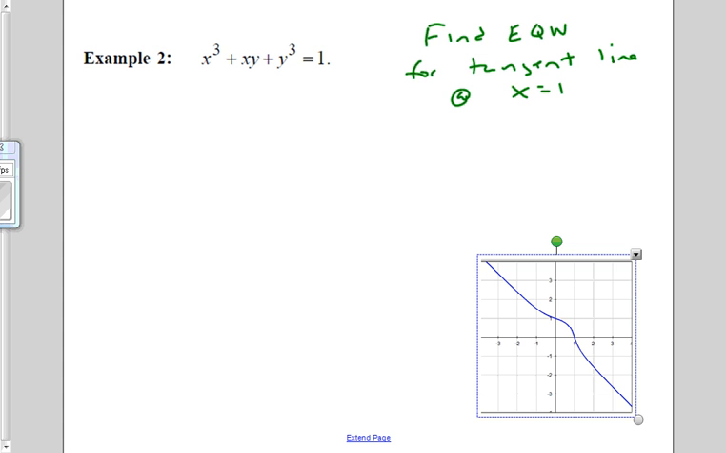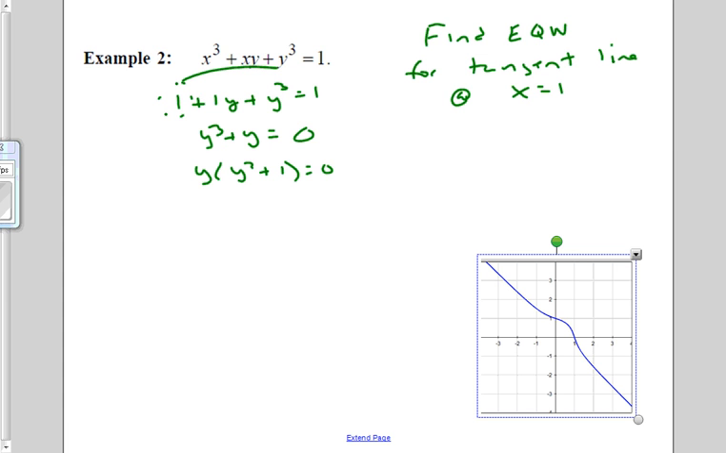at x equals 1. Okay, well, before we even get started with doing calculus, we have this equation, and we want to find out what is y when x equals 1. So solving this, I get y cubed plus y, and moving the 1 over, equals 0. So y times (y squared plus 1) equals 0, and the only real solution to that is y equals 0. So when x equals 1 and y equals 0.